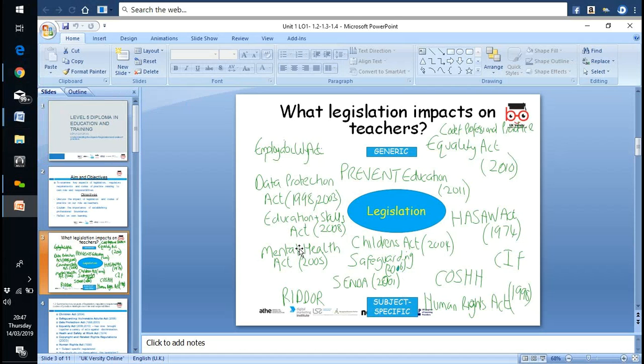The Mental Health Act as well. And basically all those have some impact on you as a teacher. Data protection, of course: what can I print copies of and what can't I print copies of? What's allowable and what's not. So there's a whole host of things in there to look at.